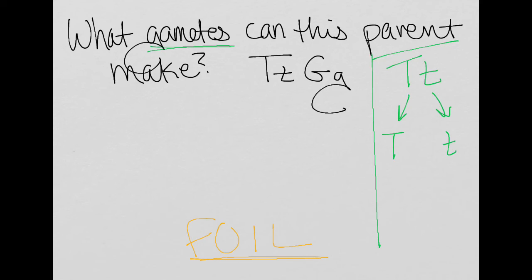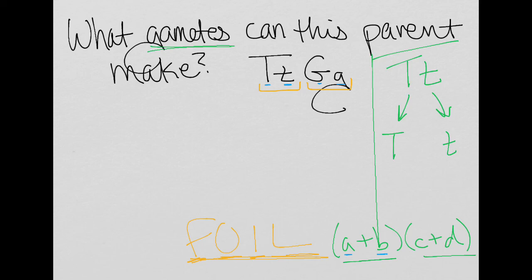Foil means first, outside, inside, last. If you think of when you foil in algebra, it's like (A plus B)(C plus D). There are two terms here. You can think of these as our two terms. And within each parentheses, there are two items.